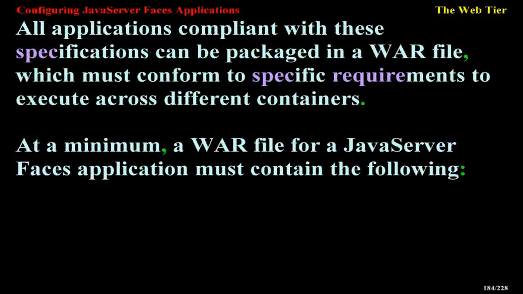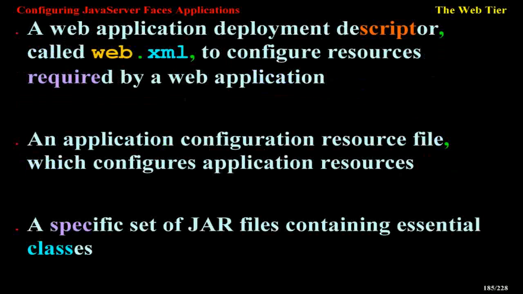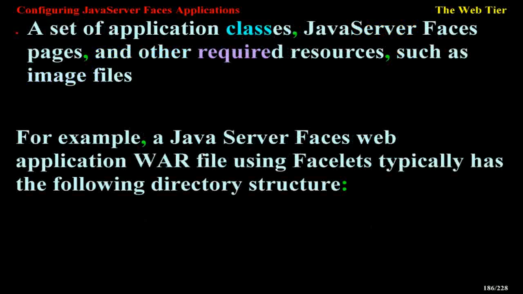All applications compliant with these specifications can be packaged in a WAR file, which must conform to specific requirements to execute across different containers. At a minimum, a WAR file for a JavaServer Faces application must contain the following: a web application deployment descriptor, called web.xml, to configure resources required by a web application; an application configuration resource file, which configures application resources; a specific set of JAR files containing essential classes; a set of application classes, JavaServer Faces pages, and other required resources, such as image files.